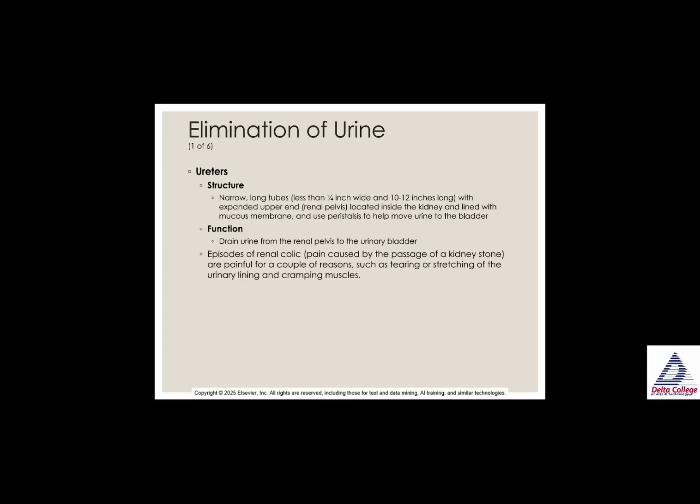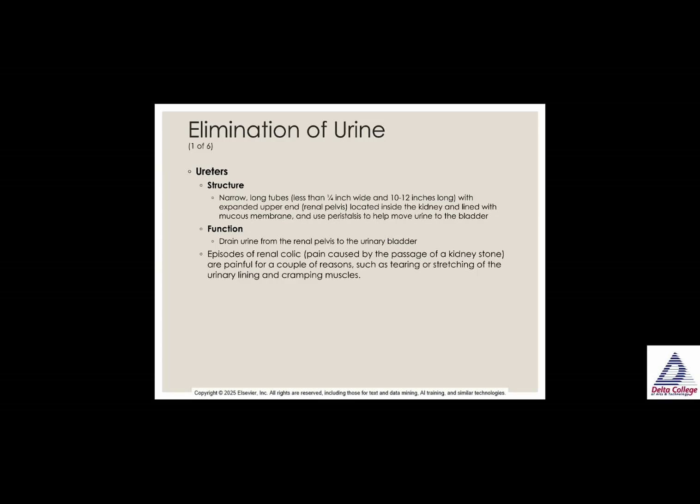So how do we eliminate urine from the kidneys? Well, we do this through the ureters. These are narrow, long tubes that are less than a 1/4 inch wide and 10 to 12 inches long, with expanded upper end in the renal pelvis located inside the kidney that's lined with a mucous membrane. It uses peristalsis to help move urine down the ureter to the bladder. The function of the ureters are to drain urine from the renal pelvis to the urinary bladder.